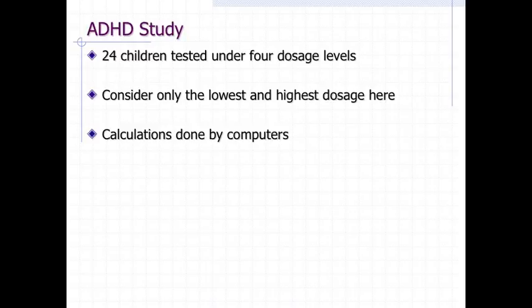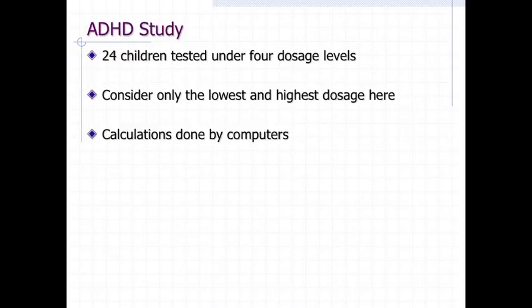Let's consider how to analyze the data from the ADHD treatment case study. These data consist of the scores of 24 children with ADHD on a delay of gratification task. Each child was tested under 4 dosage levels. For now, we will be concerned only with testing the differences between the mean in the placebo condition, the lowest dosage D0, and the mean in the highest dosage condition, D60.